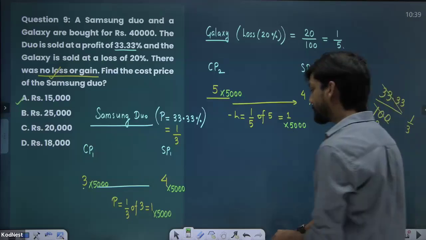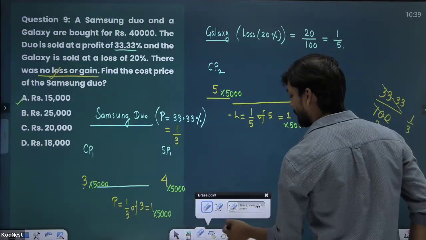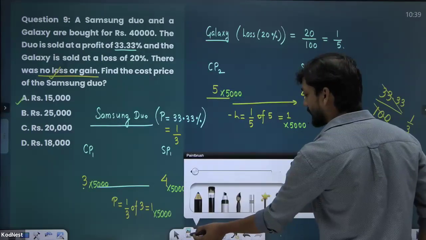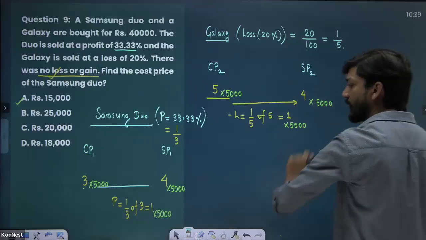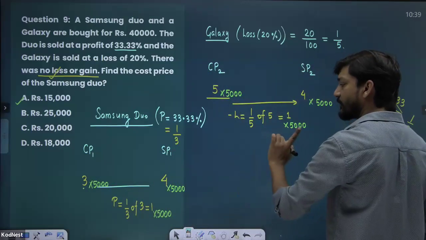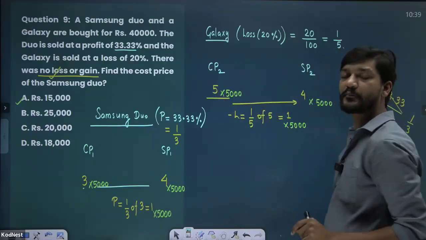Okay, see please. Only see the yellow color. Okay, yellow color. 5 minus 1, 4. Okay, 3 plus 1, 4. With these yellow color, we have checked one thing, is profit equal to loss, because they have given.